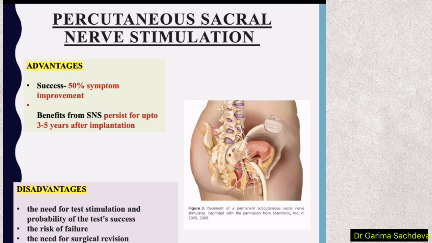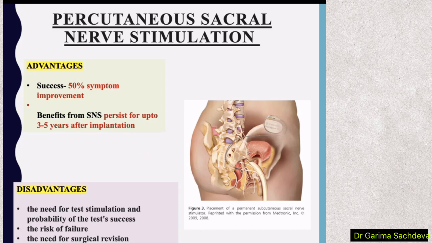So there is a device which is placed, and these are the electrodes which they put through the sacral foramina. It stimulates these nerve fibers. Advantages: it has only 50% success rates, and the benefits of this persist for 3 to 5 years after implantation.